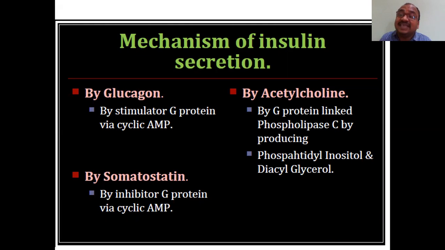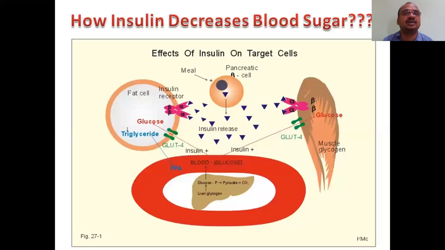Mechanism of insulin secretion. Insulin will be secreted by the glucagon, somatostatin, acetylcholine. Three important ones, and I have given the mechanisms. How the glucagon will release the insulin. How somatostatin will stimulate the insulin release. How acetylcholine, the parasympathetic system, which I have just told you about. How the parasympathetic system is stimulated.